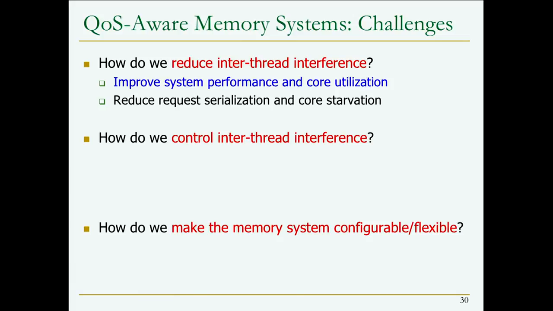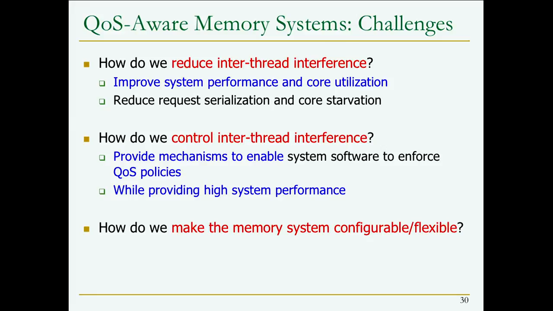So this has issues also. But we will see some other cases over here in the context of memory controllers. The second is you need to control inter-thread interference. Even though you may not be able to reduce it, you can control it. Basically, provide mechanisms to enable system software to enforce some quality of service policies while providing high system performance.